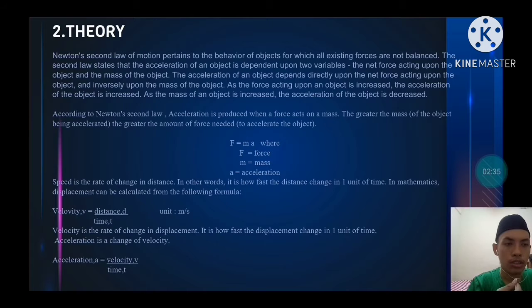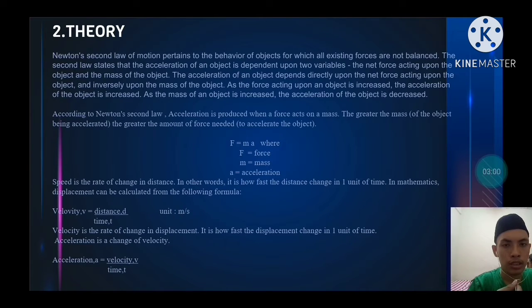In this particular experiment, we use the formula F equals ma, where F is force, m is mass, a is acceleration. Speed is the rate of change in the distance. In other words, it is how fast the distance changes in one unit of time.